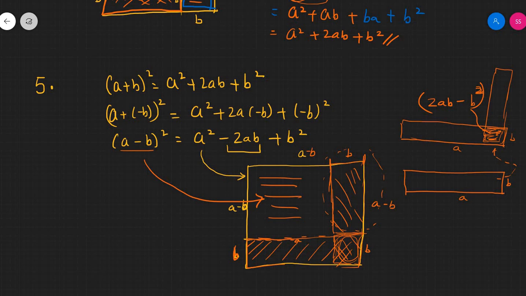And that's what you're subtracting from the net whole a squared, because this whole thing, remember, is a squared, from which you're removing this L. So a squared minus 2ab plus b squared. So that's how you get this expansion of a minus b the whole square.